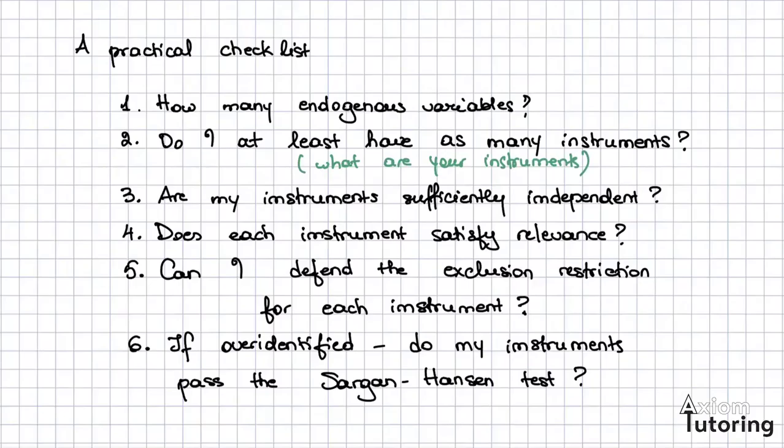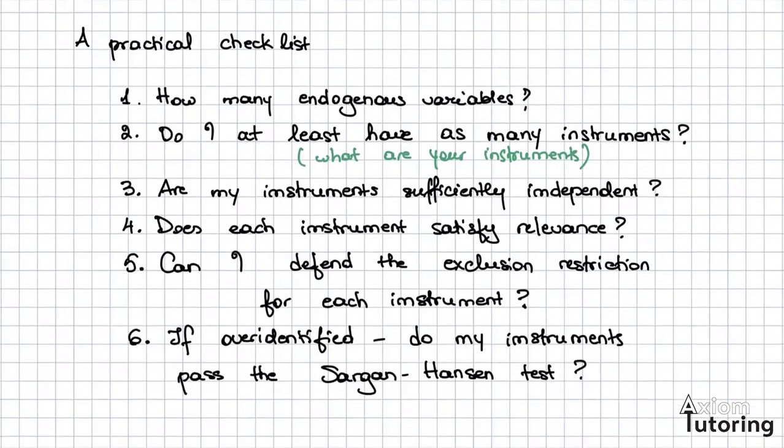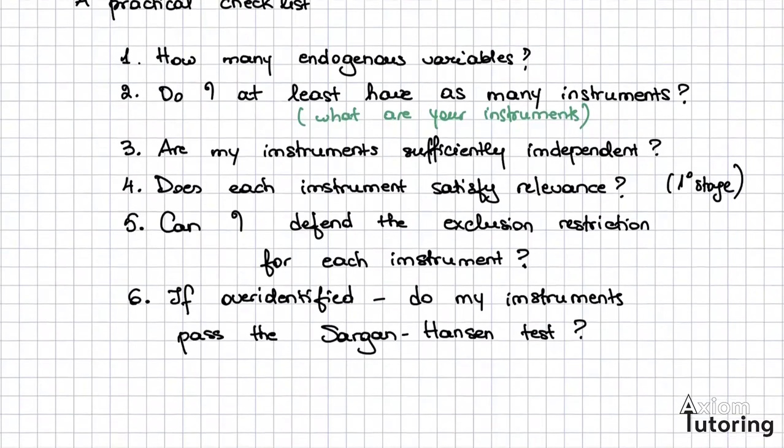Are my instruments sufficiently independent? Okay. Does each instrument satisfy relevance? Always make sure you check the first stage regression. Can you defend the exclusion restriction for each instrument? And if over-identified, do my instruments pass the Sargan-Hansen test?